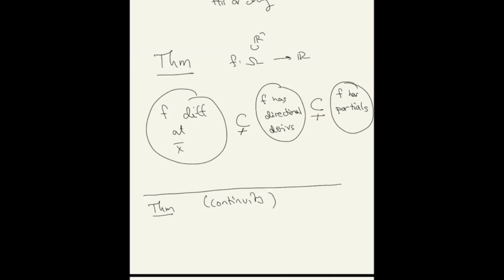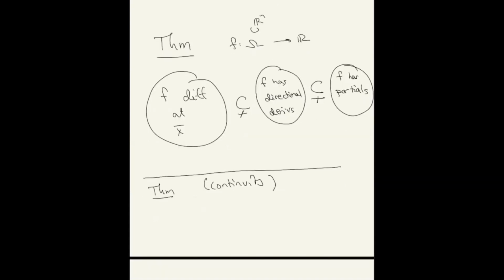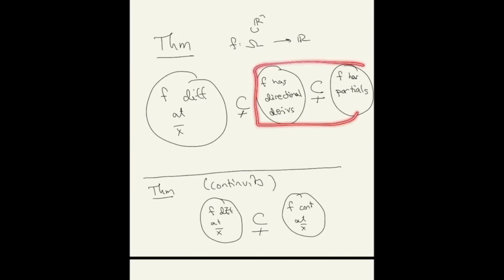And another thing worth knowing, and we'll talk on Friday about how to prove this, is that the only one of these three that implies continuity is differentiability. So f differentiable at x bar is contained in those functions that are just continuous at x bar. And this is again strict. You have not differentiable functions that are continuous. But these things lie outside of that hierarchy. So these need not be continuous.